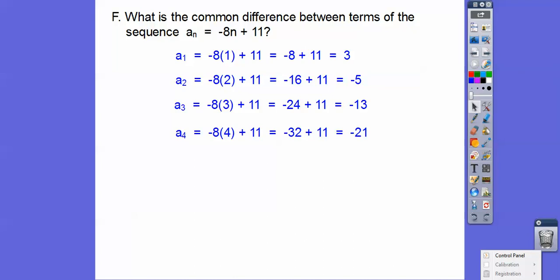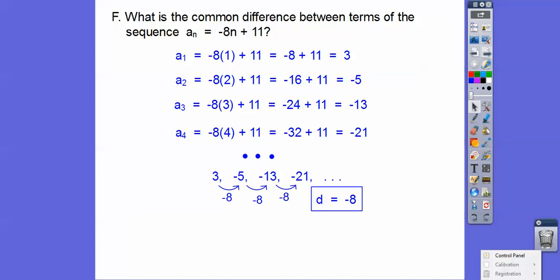So here's the sequence right here. So if we kept doing that, it gets us that. And there's our sequence right there. So there's our D right there. So that is our common difference. D equals negative 8. And it's always that number right there. Okay, so if we saw A sub n equals, say, 15n minus 33, then D would be 15.